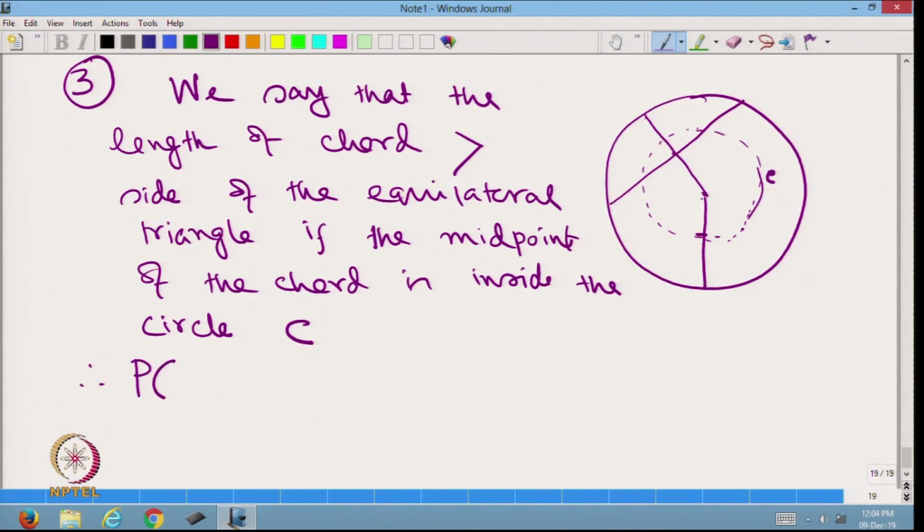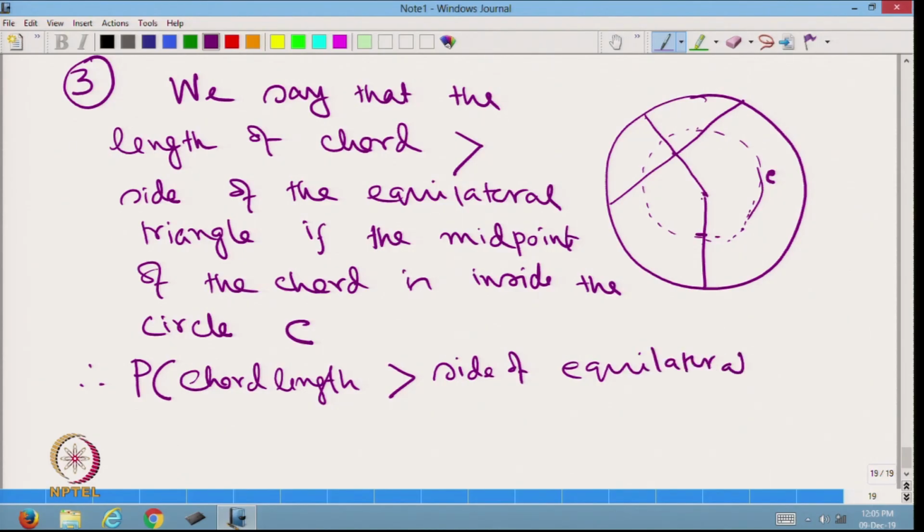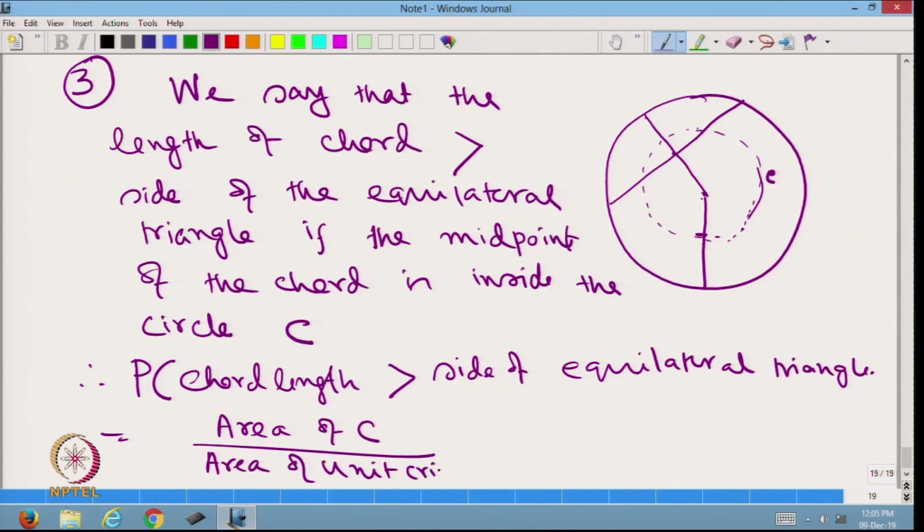Therefore, probability chord length greater than side of equilateral triangle is equal to the measure of this circle, which in this case we can write as area of C divided by area of unit circle, which we know is going to be pi half square upon pi, is equal to 1 by 4.